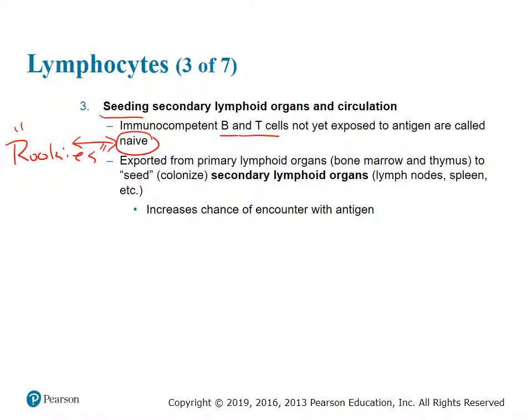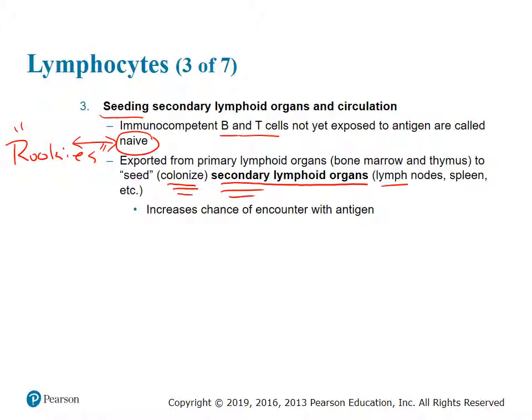And what we do is we send those out. We seed them in our body, if you will, right? We also use the word colonize, but that's what we mean, seeding, sending them out to the places in our body so that they can interact for their very first time with the threat, right? And so where do we seed them? Where do we send them to? The secondary lymphoid organs, right?